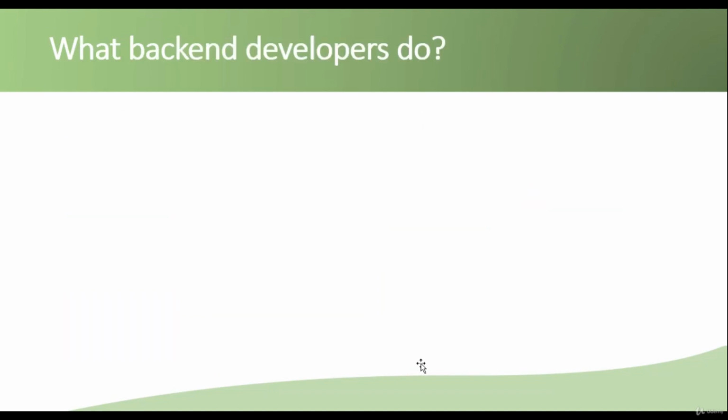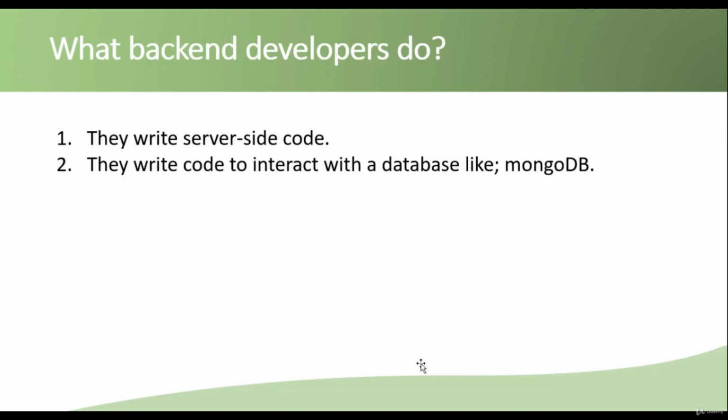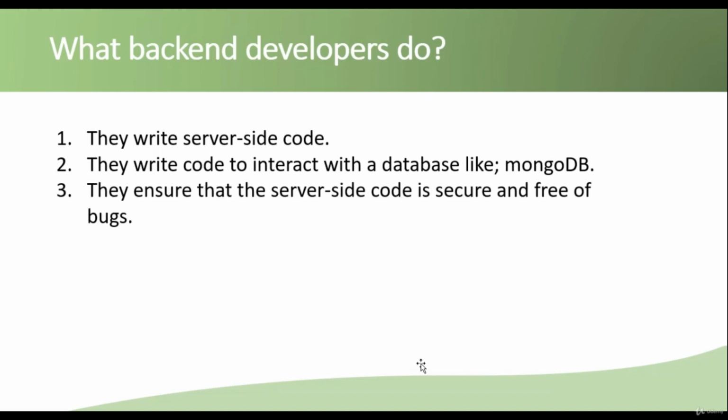Next, what do backend developers actually do? First of all, they write the server-side code. Server-side code means the backend code that controls the working of the website. Next, they write code to interact with the database, like the MongoDB we are going to use in this course. When we create a website, we are going to store some data in the database permanently so that we can use it later. So backend developers write the code that interacts with the database. We are also going to write some code in this course that interacts with the database, MongoDB.